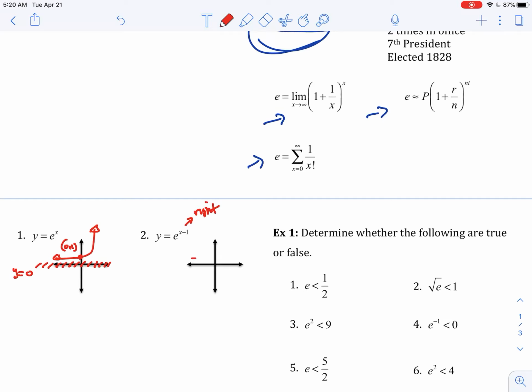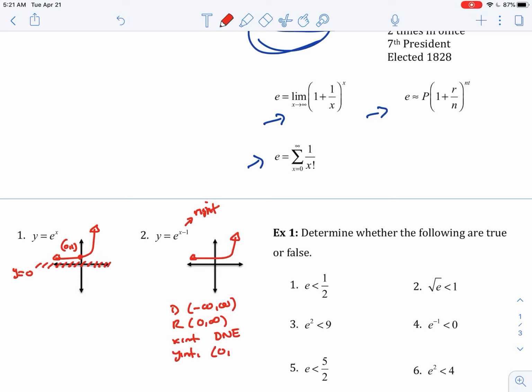So if we take what we just did in number 1 and we shift everything over 1 to the right, basically we're still looking at a very similar graph where it is increasing from quadrant 2 into quadrant 1, where our domain would still be everything. We could plug anything in. Our range is still above 0. Our x-intercept is not going to exist. Our graph is not going to touch that x-axis.